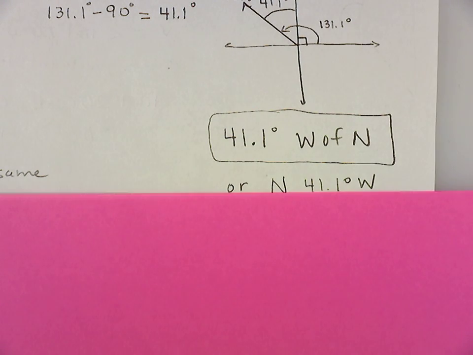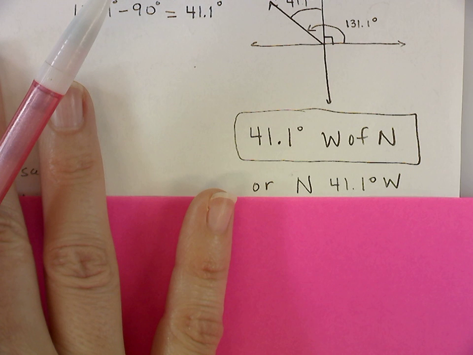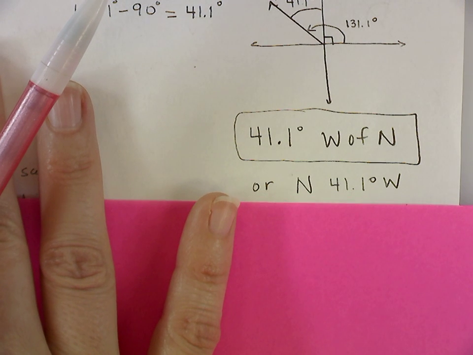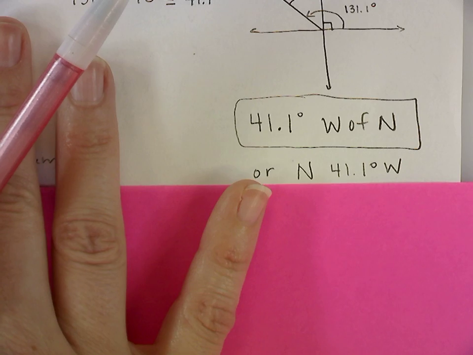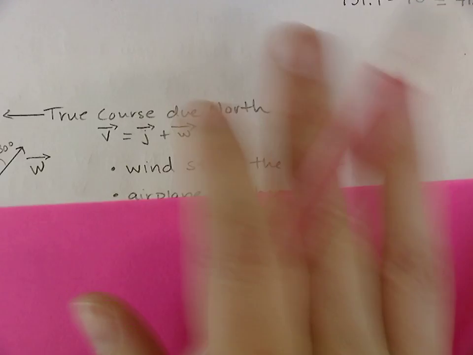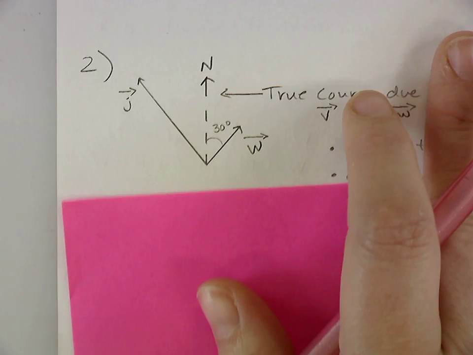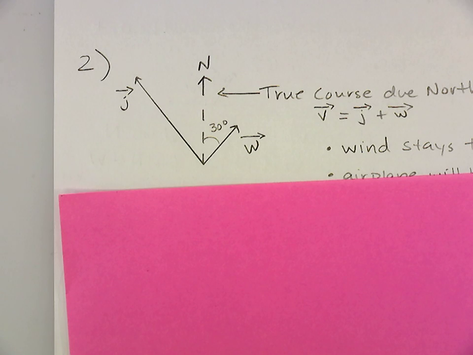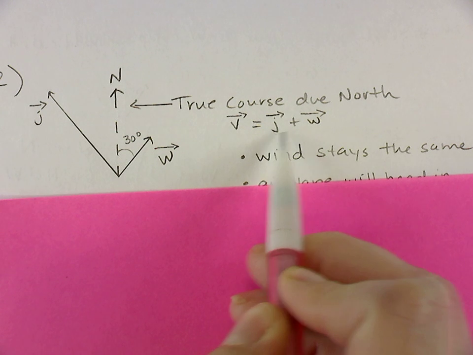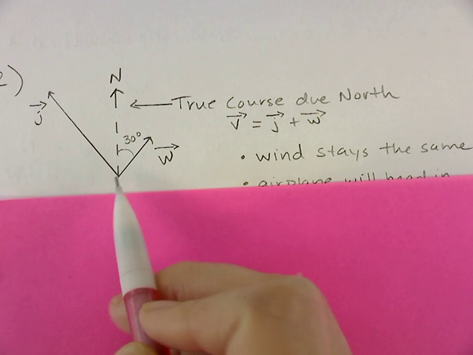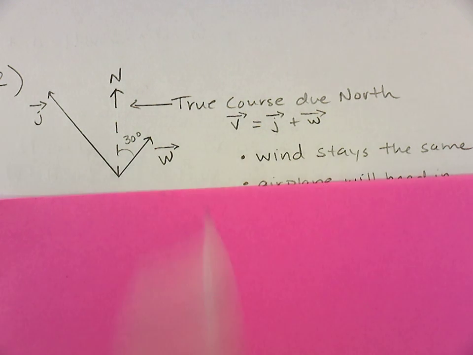Thank you. You're welcome. Okay, so now let's look at number 2. Number 2 says, in what direction should the pilot in example 3 head the plane for the true course to be due north? So this is going to be a little bit different. Remember that the true course, that's going to be the addition vector, the vector v plus the jet plus the wind. So what I did is I drew a new picture.